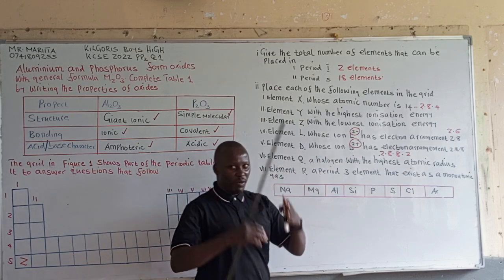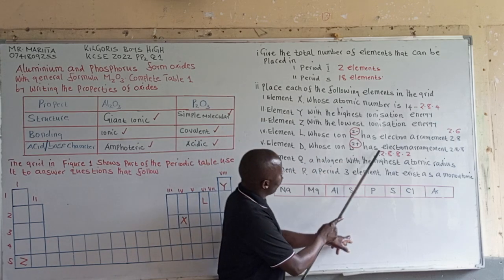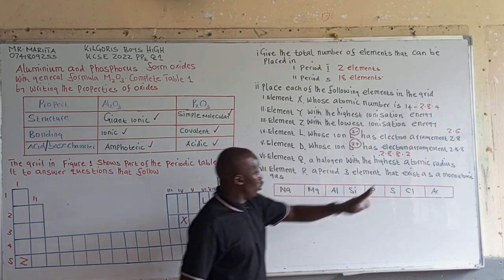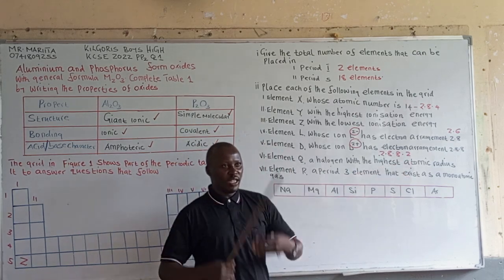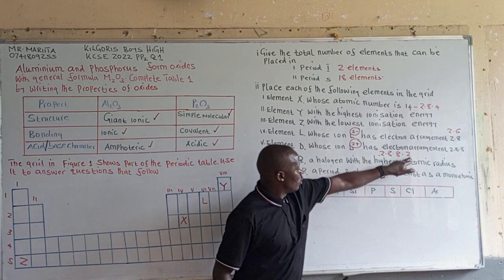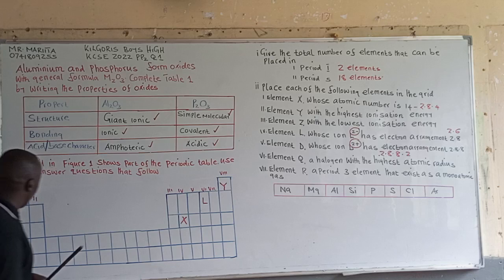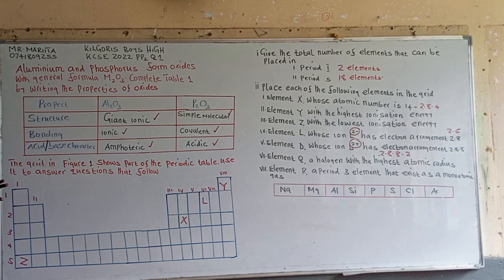Now where do you find this element? You just count the number of energy levels occupied, and that is 1, 2, 3, 4. So you go to period 4. You look at the number of electrons in the outermost energy level, and that's 2. So we go to group 2, period 4. Group 2 is here, and period 4 is 1, 2, 3, 4. So that element D is placed there.